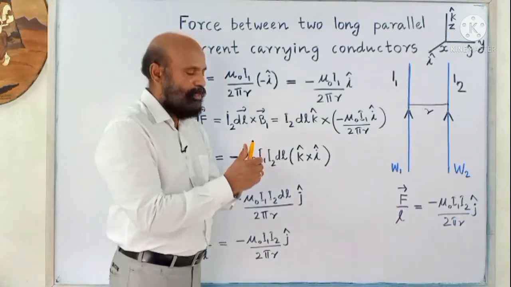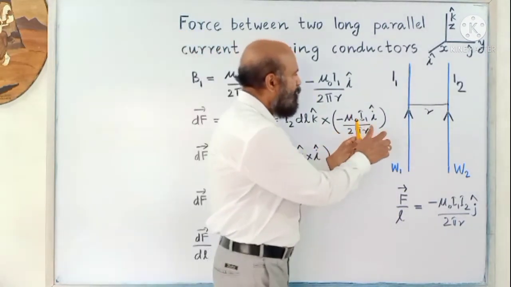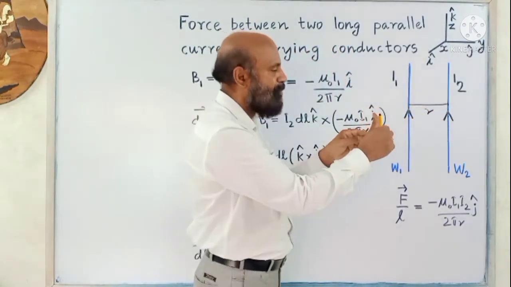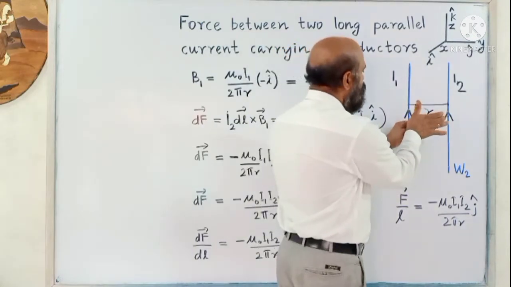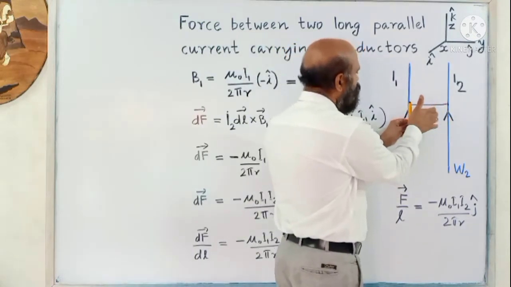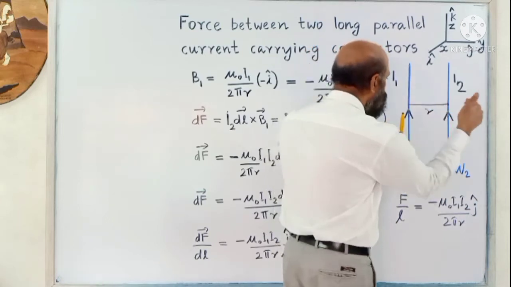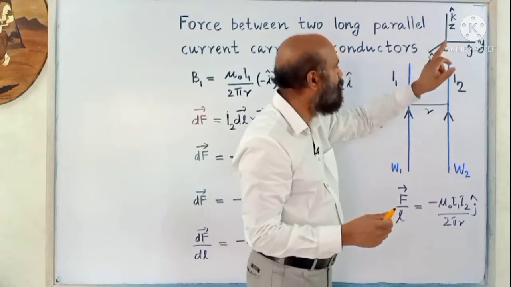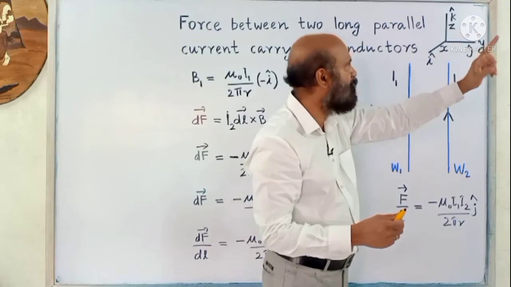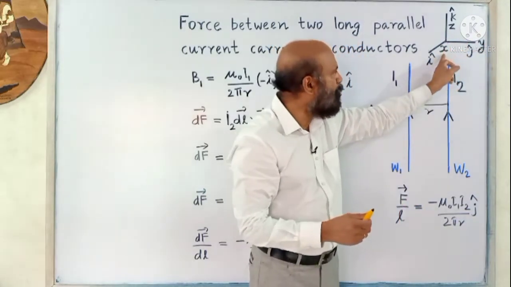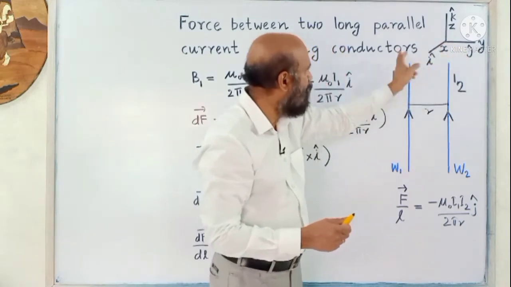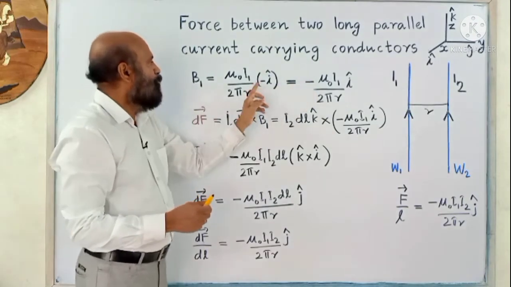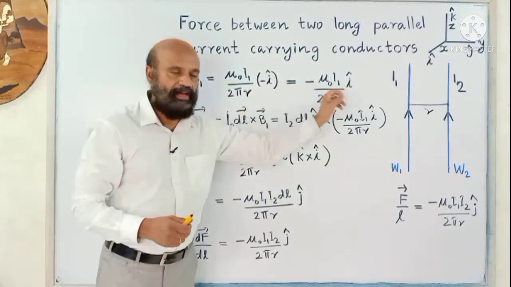Then the direction of the magnetic field is given by the right-hand rule. So when current is upwards, hold the conductor in your right hand such that the thumb is in the direction of the current. Then the fingers will give you the direction of the magnetic field. So here the magnetic field is directed into the board. That means it is along the negative x-axis. This is the positive x-axis, negative x-axis. Then the unit vector along the x-axis is i cap. Since it is the negative x-axis, minus i cap. So it can be written like this, minus mu 0 I1 by 2 pi r i.